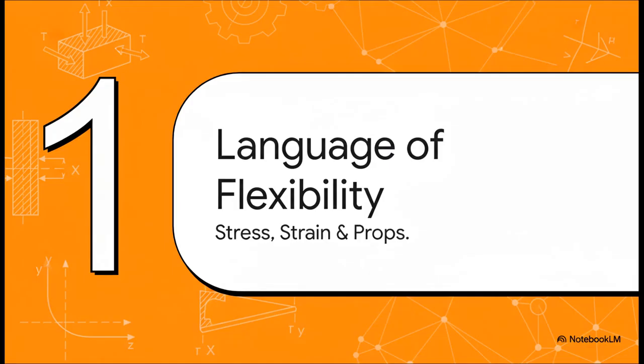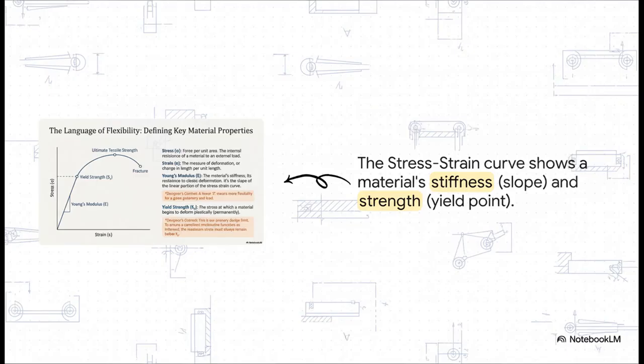Okay, first things first. To even have a conversation about designing these things, we've got to be on the same page. And that common language is all about stress and strain. These two concepts are really the bedrock that dictates how any material is going to bend, stretch, and perform under a load. Now this graph, this is the foundation for everything we're going to talk about. It's absolutely fundamental. So on the vertical axis, you've got stress.